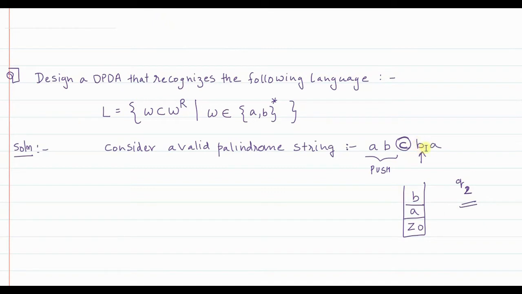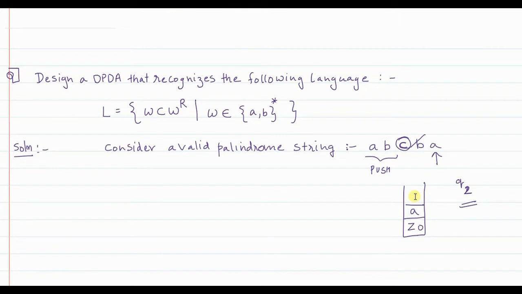If there is a matching B, then this B gets cancelled with this B, as good as saying that this B is popped out of the stack, and the pointer gets incremented by one position to the right.